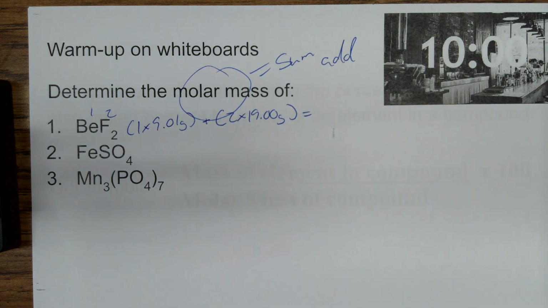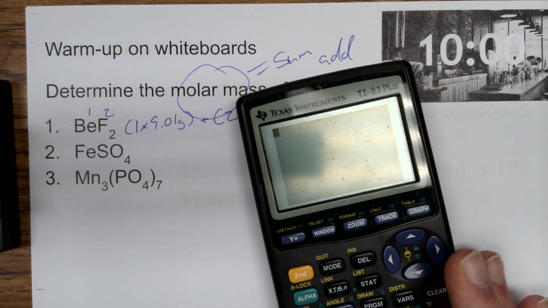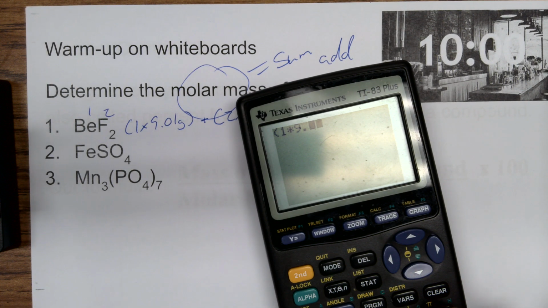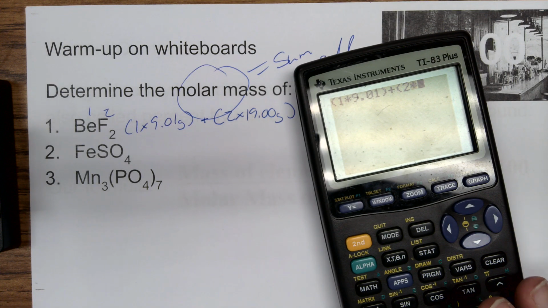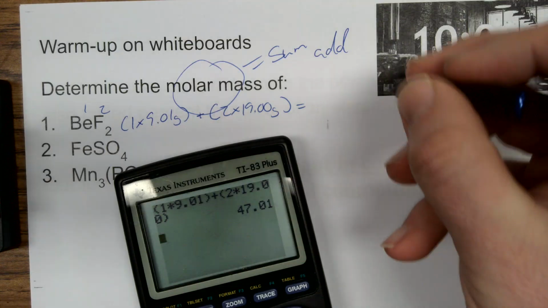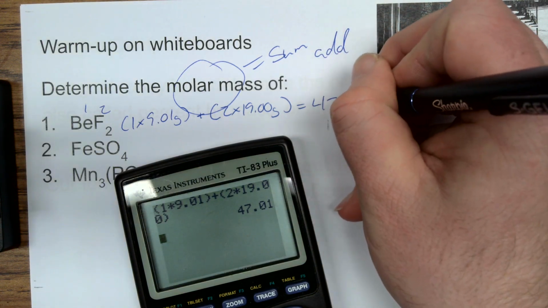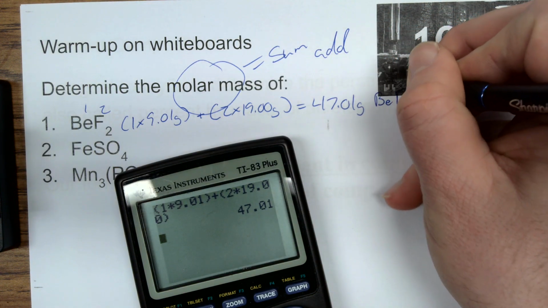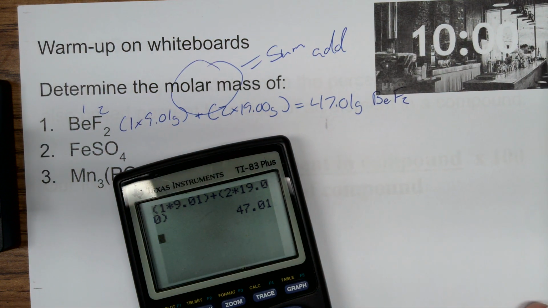Close that off. Now, it'd be nice if I had my handy-dandy calculator, which I do. It's dandy, not too handy. Turn it on there, buddy. There we go. Clear, clear, clear. 1 times 9.01, close parentheses, plus new parentheses, 2 times 19.00, close parentheses, enter. My molar mass of my first compound should be 47.01 grams beryllium fluoride.